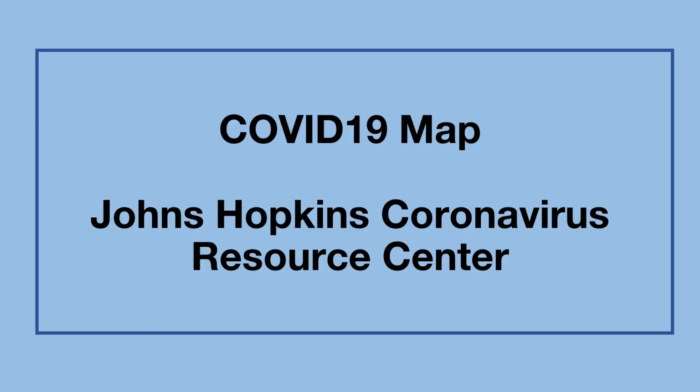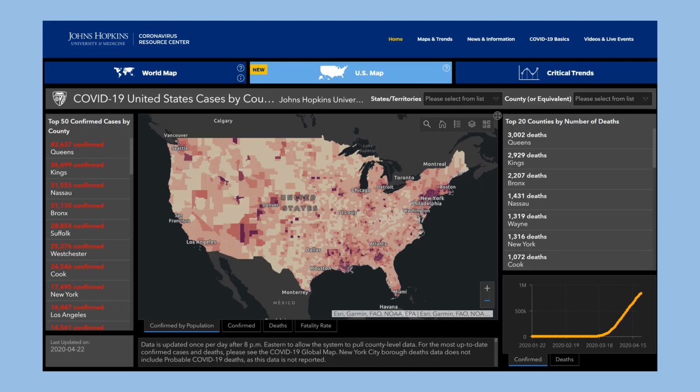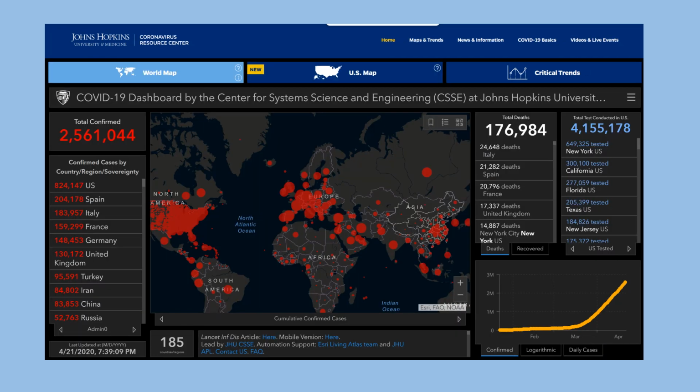The second resource is the Johns Hopkins Map. This map shows COVID-19 statistics by city, county, and state for the United States. There is also a world map, which shows data from all over the world. And this is the world map.